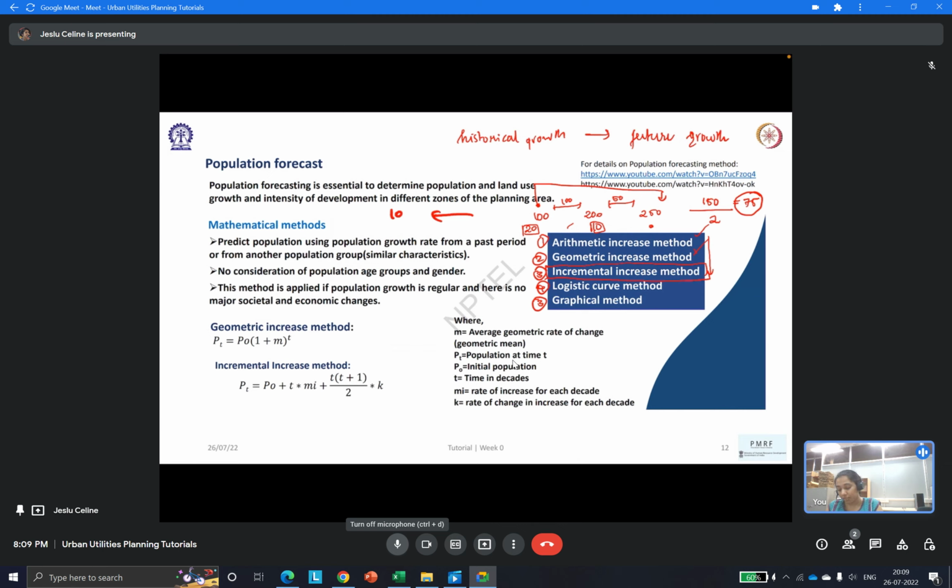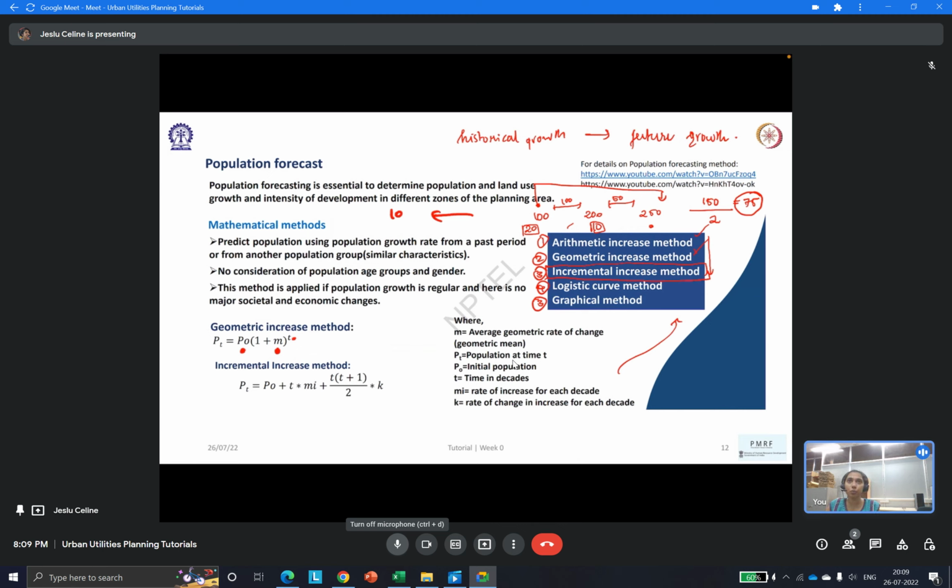And in the geometric increase method, again, we are saying that there's a rapid increase happening in the population. So we look at a geometrical increase: we have the initial population as P0, and then we have the average geometrical rate. Again, we're taking an average geometrical rate, that is, every year, what is the geometrical rate of increase which is happening, we average it, and then we look at the number of decades.